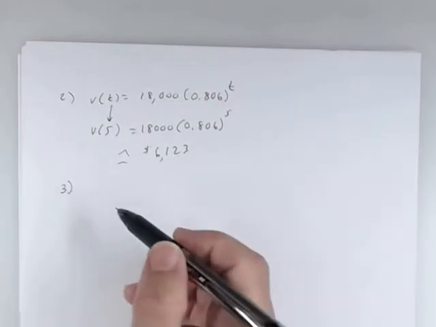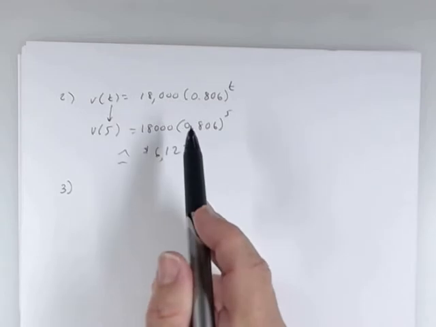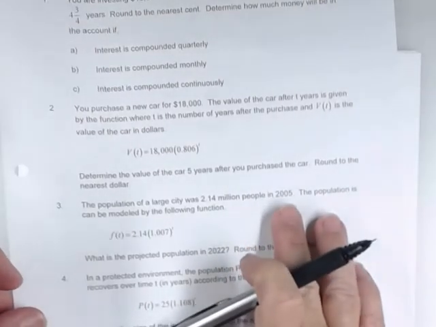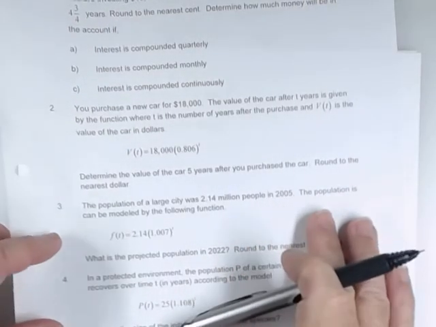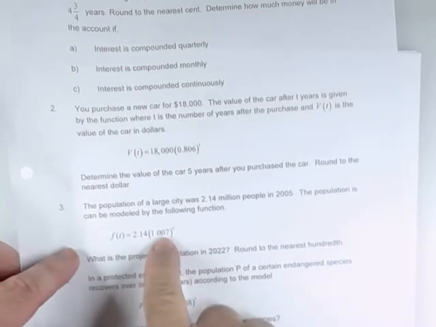All right, 3. All right, so make sure you know what I mean by the nearest dollar. Make sure you know what I mean by the nearest cent. All right, 3, it says the population of a large city was 2.14 million people in 2005. The population can be modeled by the following function right here. Now I'm going to ask you this, without even putting in your calculator yet, is this population increasing or decreasing? It's increasing. How do you know it's increasing? Because the base is bigger than 1.